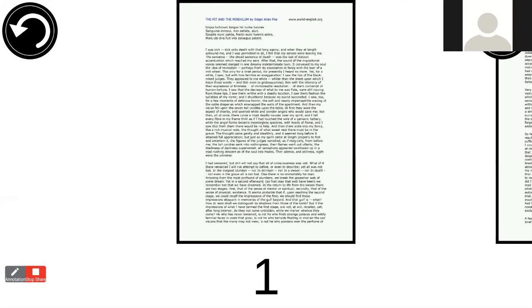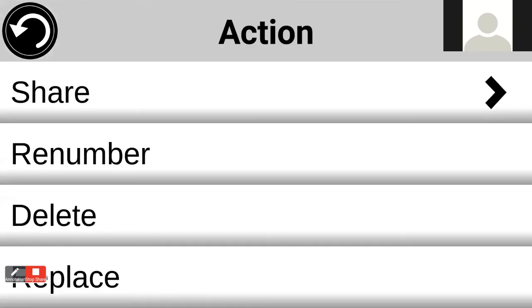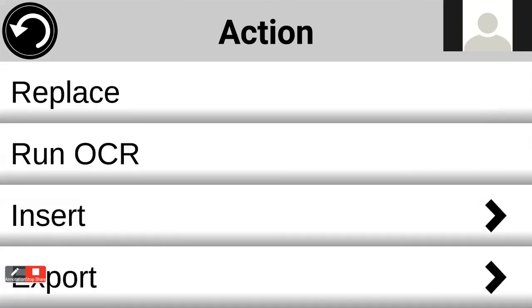You can do the same to export a document. Let's say I want to export the first page of this Po book. Press and hold on my page. An action menu will appear. You can scroll to the bottom and there is an export option.